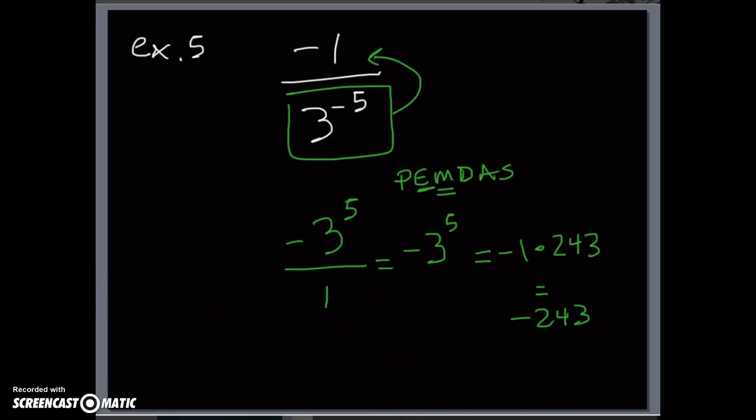Example number 6. Over a negative 4 to the negative 3rd power. I can go ahead and box the base and the exponent. The base here is 4. The negative is not in parentheses, so it is not part of the base. I can move it into the numerator.